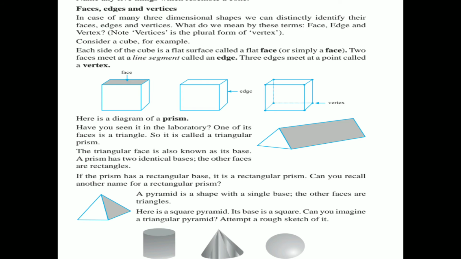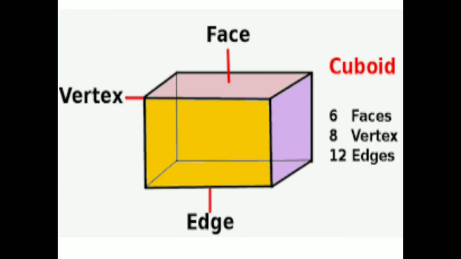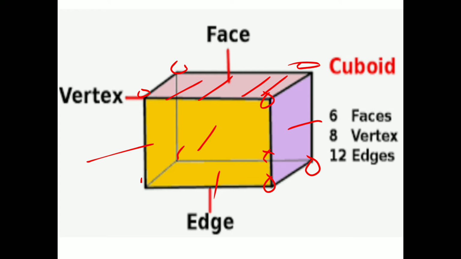So firstly, we discuss this thing I already explained to you. Now I will explain cuboid. So cuboid has faces, meaning this flat surface is called a face, and a cuboid has six faces: one this side, one this side, one this side, one this side, one back side. So if you count, the total faces of a cuboid is 6. And if I count its corners where the edges are meeting, 1, 2, 3, 4, 5, 6, 7, 8. So total vertices are 8.